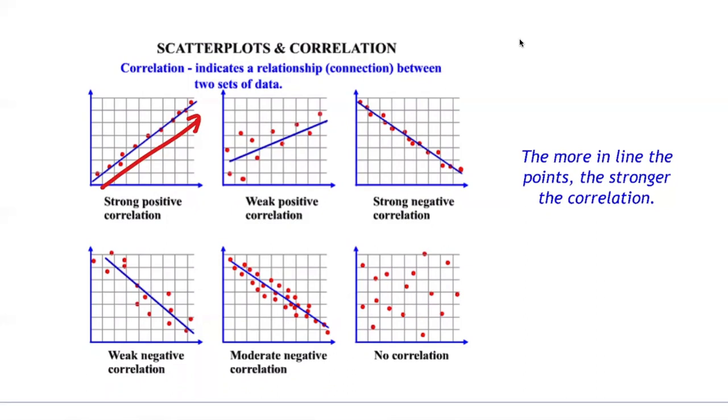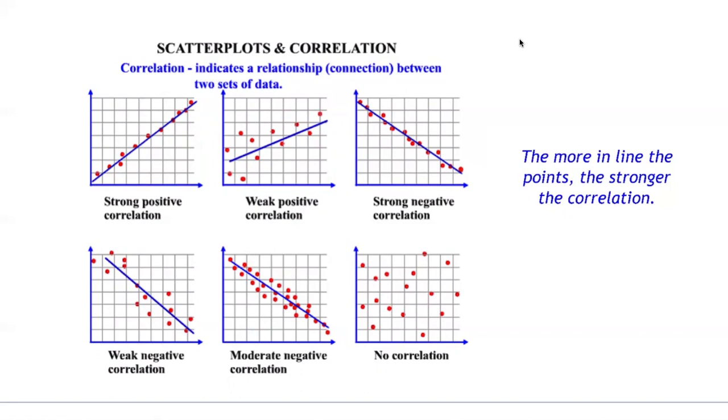Now, a strong positive correlation means that all the different plots, the dots, are close together along that line. The closer to the line they are, the stronger the correlation is. And that just means that there's a better link, a stronger link, between the 2 pieces of information.